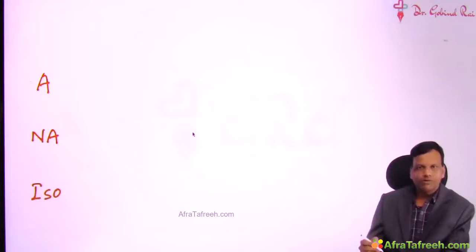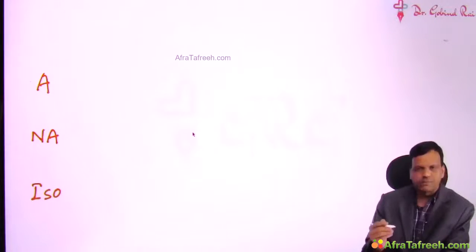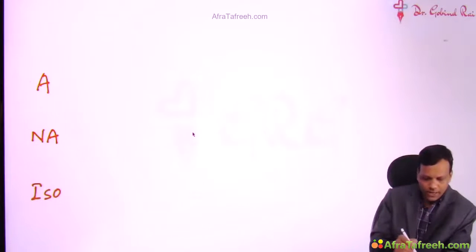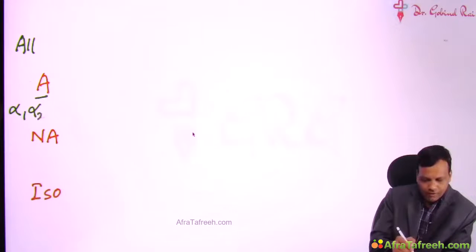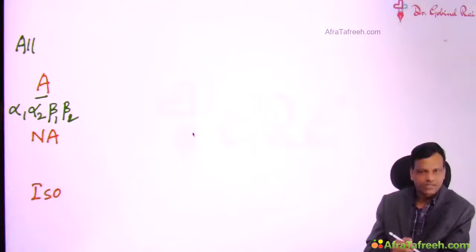Now, for knowing about these drugs, again the most important thing is to remember on which receptors they work. And it is very easy to remember. You can remember A for adrenaline, A for all the receptors. All the receptors means alpha 1, alpha 2, beta 1, beta 2. We have four main receptors. So adrenaline stimulates all four receptors.